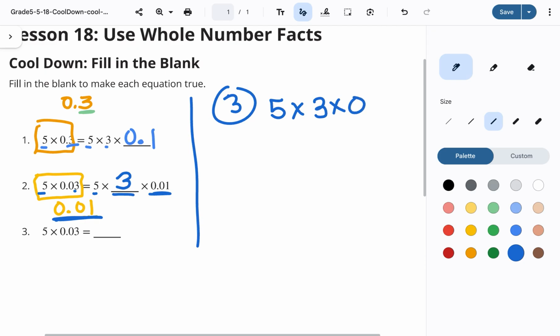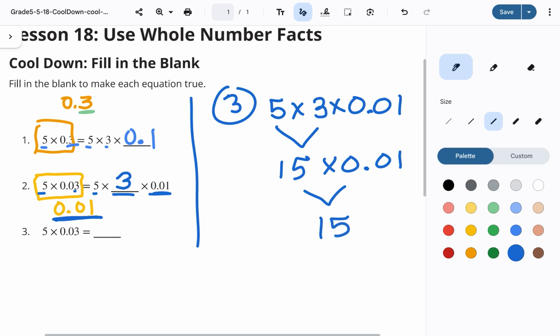We said this was really like our answer or our equation that we made for number 2, right? But in number 3, we're actually going to solve with this. So I know that 5 times 3 is 15. So I now know the digits of my answer, but I don't have a value yet. Now, if I take 15 and multiply it by 1/100th, then I know that my answer is going to end in the hundredths place.